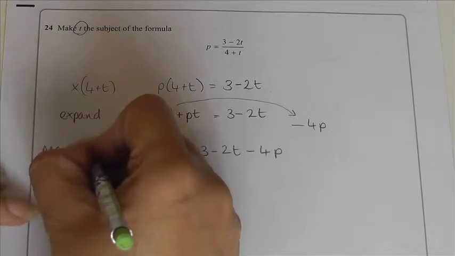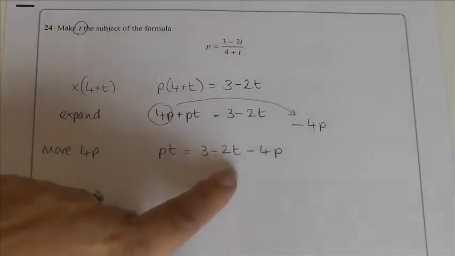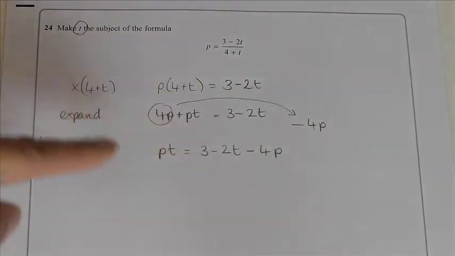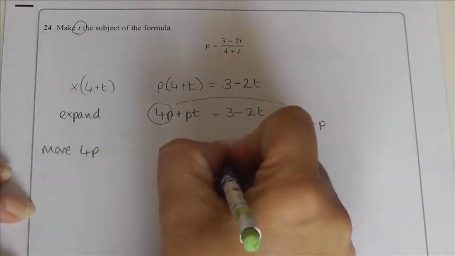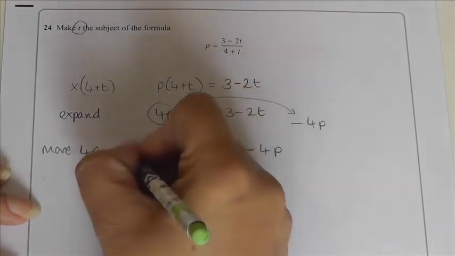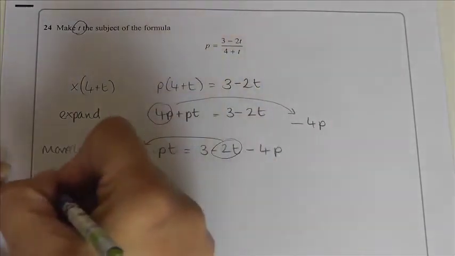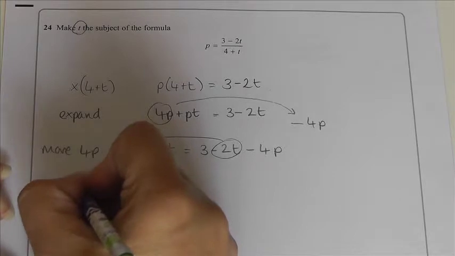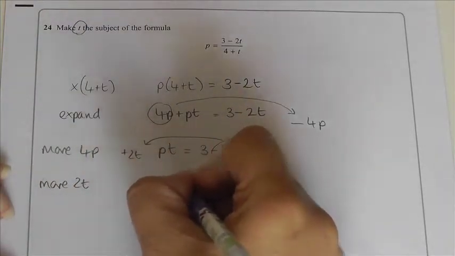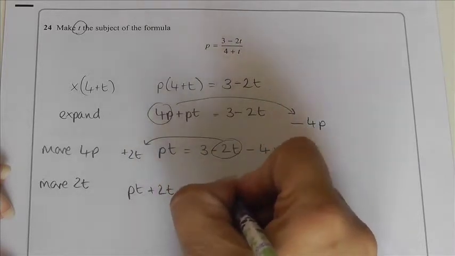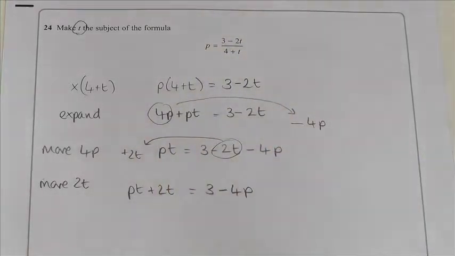So the work was move 4p. But I've still got a t on this side, so I'm now going to move that back over to this side. And it's currently negative, so when it moves across, we will be adding 2t. So that is moving 2t, so I'm going to have pt plus 2t equals 3 minus 4p.